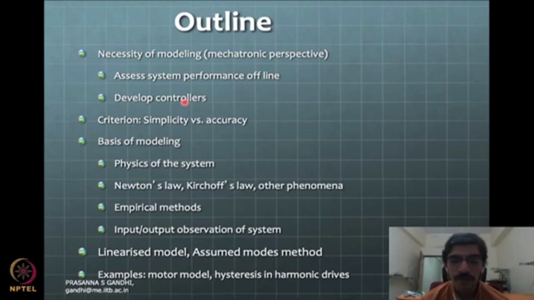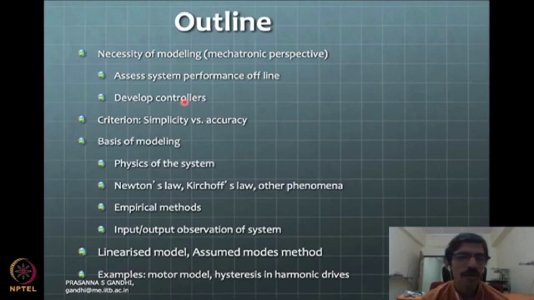We want very simple models because we want to develop controllers further. Partial differential equation models or FEM based models, which have huge matrices and many degrees of freedom, will typically be difficult to handle in control. So you need a simple model, and it should have reasonable accuracy to represent whatever physics we are talking about.